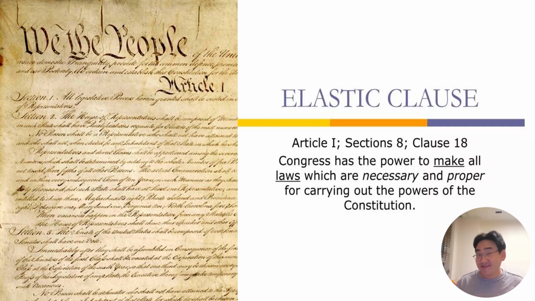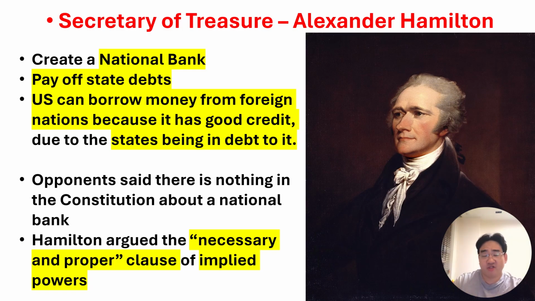You know who was against that? Thomas Jefferson. He was like, nowhere in the Constitution does it talk about a national bank. So that's also why the two of them cannot agree. So Hamilton brings this idea of a national bank to George Washington, and Washington agrees to it. And Jefferson is angry.